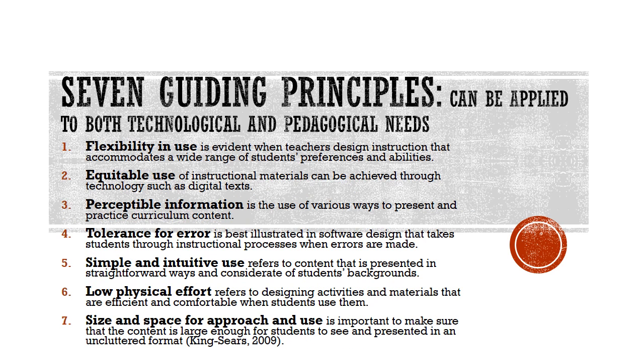Seven guiding principles can be applied to both technological and pedagogical needs. Flexibility in use is evident when teachers design instruction that accommodates a wide range of students' preferences and abilities. Equitable use of instructional materials can be achieved through technology such as digital text. Perceptible information is the use of various ways to present and practice curriculum content. Tolerance for error is best illustrated in software design that takes students through instructional processes when errors are made.